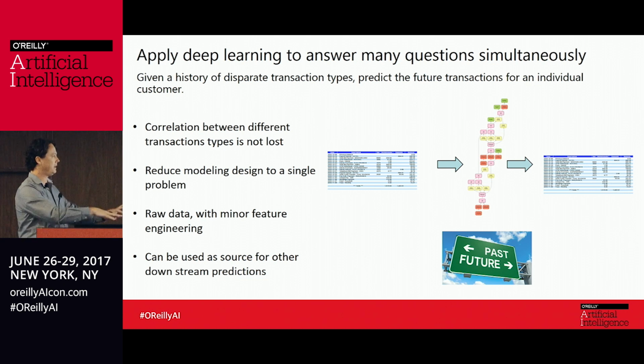Whereas if you throw all that data into building a model, it's going to build out some kind of representation of how your financial life is going to look. So it'll pick up on that. It also, as I said before, reduces the modeling design. You're building one model that predicts all the transactions at once as opposed to doing it one by one. And it's a minor feature engineering. You're basically just feeding in raw data. I'm not trying to pick out all the frequencies and figure out what I need to do.